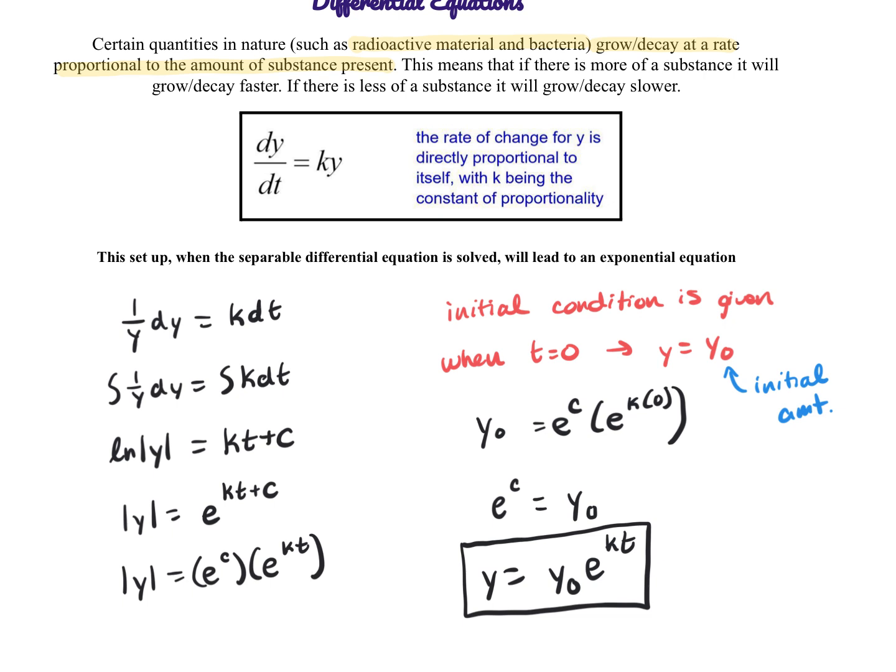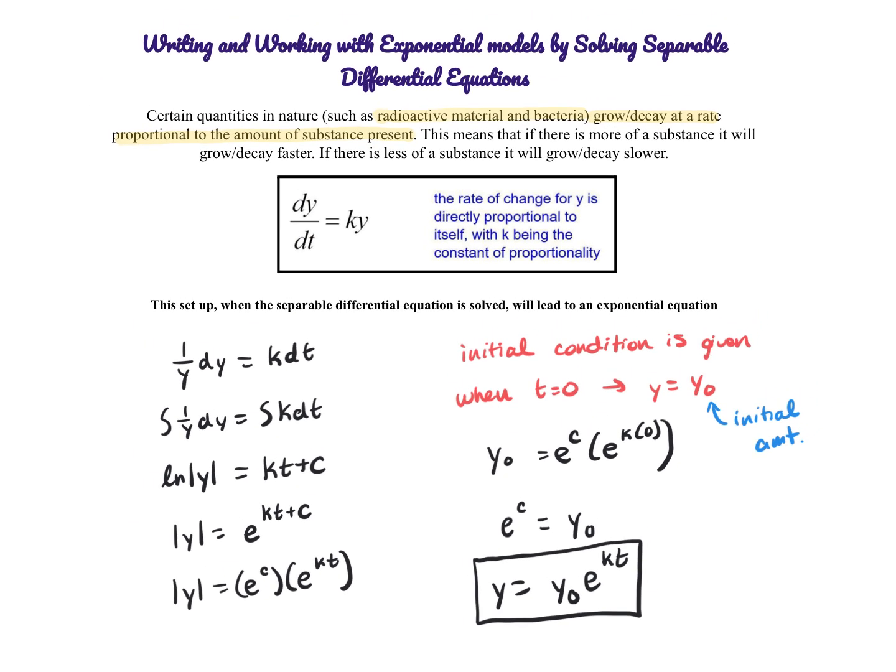So here you can see that by starting with this relationship, the rate of change of that is directly proportional to an amount, and rewriting it as a separable equation and solving for y, we actually were able to derive our exponential growth model or decay model.